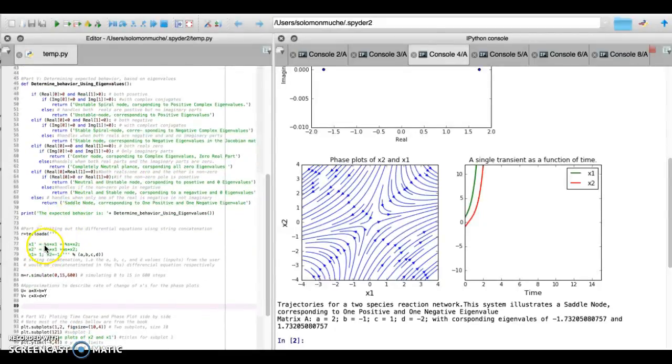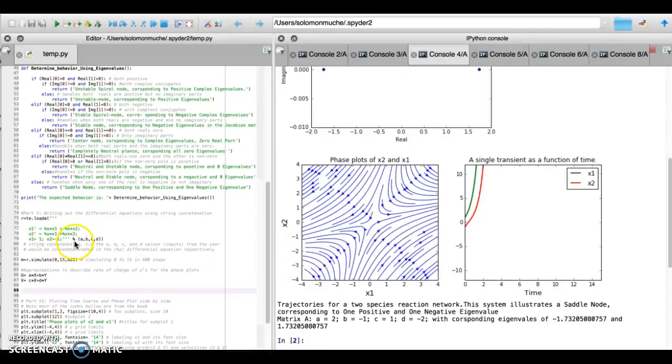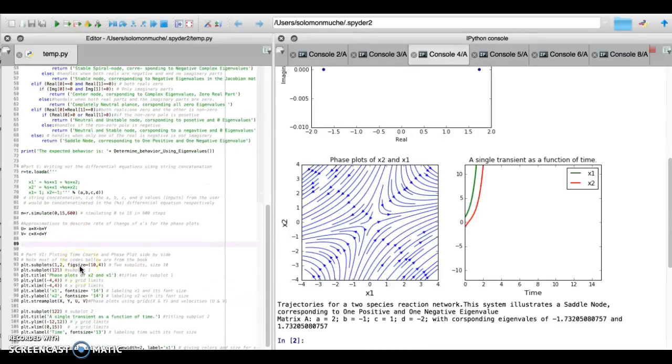And then this part is just writing out the differential equation in Python, and this is just concatenating strings because I wasn't able to take the inputs from there to here, so I used string concatenation. Now I can use this string concatenation to take inputs from the user and use it right here. And this is just simulating from 0 to 15 in a step of 600.